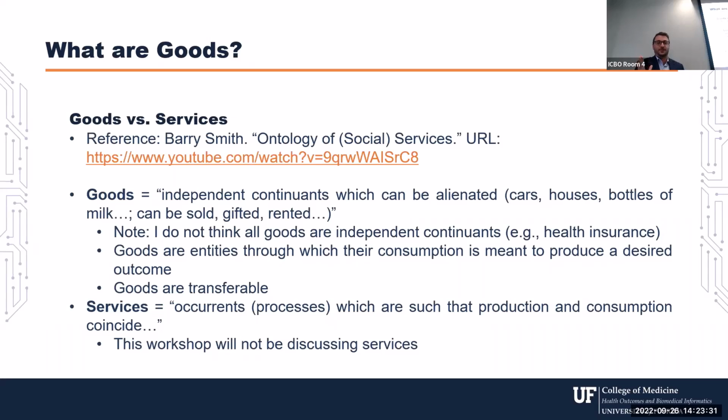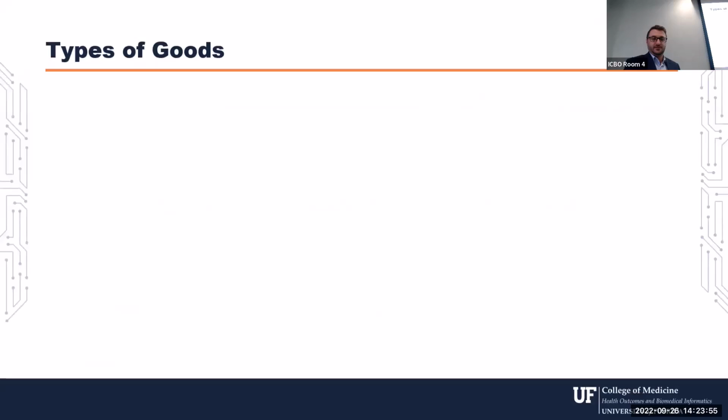But the main points that I want to address here are that goods are entities through which their consumption is meant to produce a desired outcome, and are things that are transferable. Some of this was already mentioned in his definition. He also has a definition for services. I'm not going to get into that too much because this presentation is not focused on services really at all. And I think Barry's also going to be presenting on that later. So for types of goods, there's 4 different types that have been defined by economists.